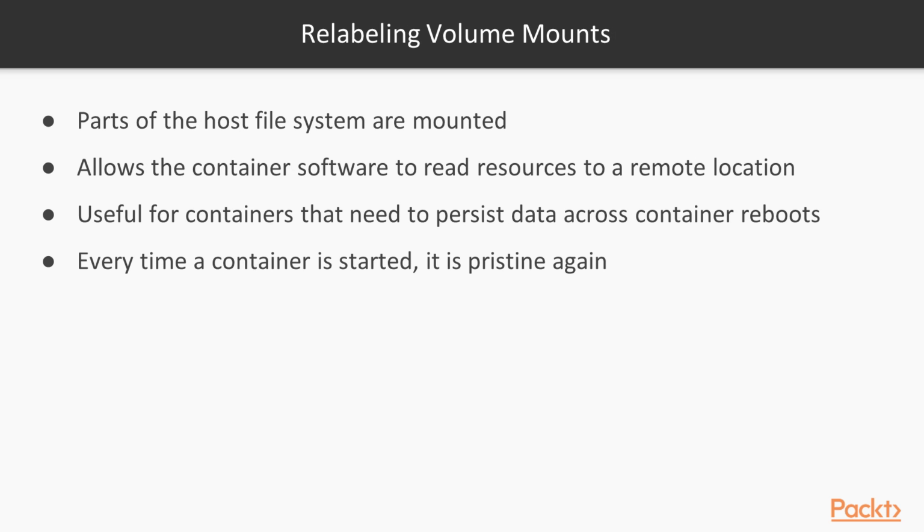Docker has a nice feature called volume mounts. When used, parts of the host file system are mounted into the container's file system view, allowing the container software to read or even write resources to a remote location. This is particularly useful for containers that need to persist data across container reboots, as containers by default do not persist their changes in their own environment. Every time a container is started, it's pristine again.